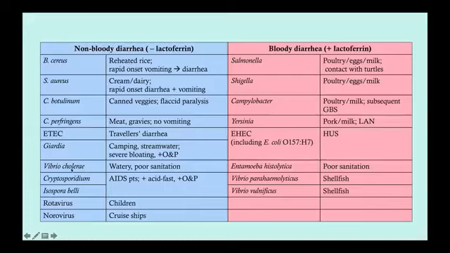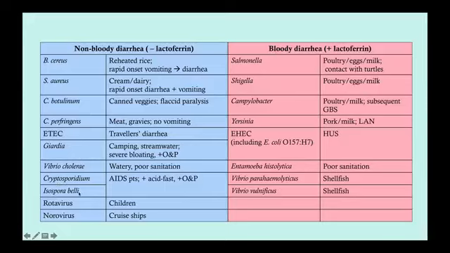Vibrio cholerae, this causes cholera. And cholera is not common in the US, so it's unlikely to come up on Step 2 or 3. This is a very, very watery diarrhea and usually caused from areas with poor sanitation. But such a watery, voluminous diarrhea, these patients can dehydrate very, very, very quickly.